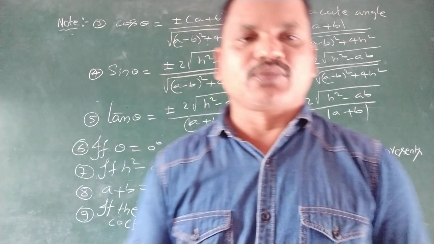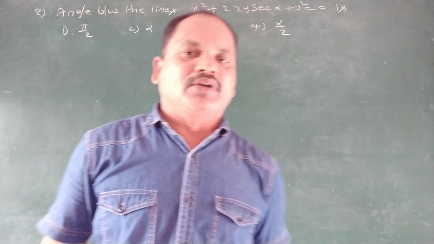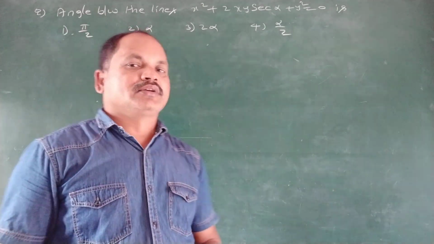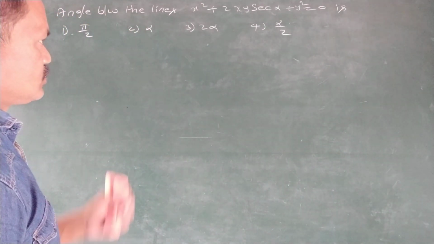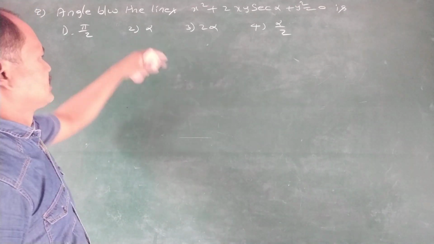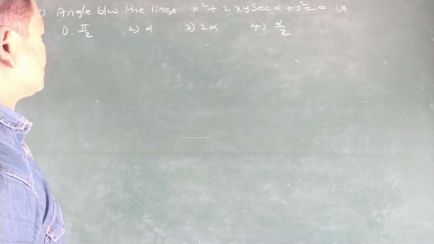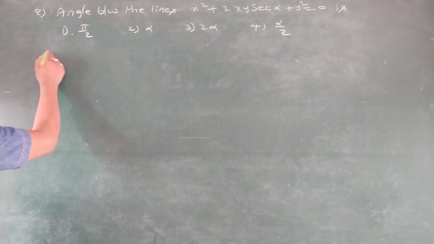Now we are going to the questions on the concept. Okay, dear students, observe the question. The angle between the pair of lines x square plus 2xy secant alpha plus y square is equal to 0 is: first option pi by 2, second option alpha, third option 2 alpha, and fourth option alpha by 2. Now the solution for this one.